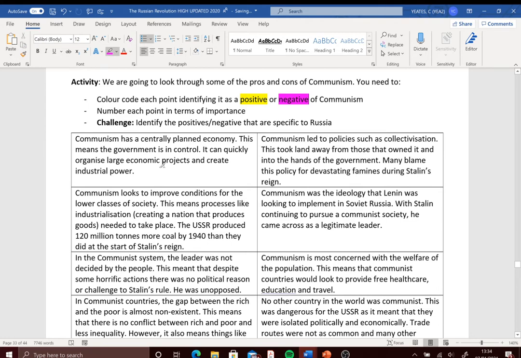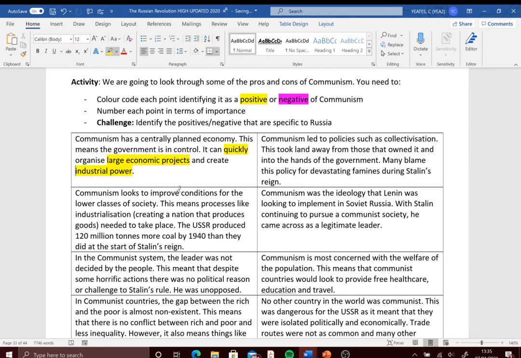Okay, so we've got to think here, is this a positive of communism? Is it a negative? I'm going to look at the language, and I can see here, it can quickly organise large economic projects. That for me is something very positive, because if it can be done quickly, it means money can be made quickly. And if it's large economic projects that create industrial power, then fantastic. That means that we're earning more money and we're able to do this on a massive scale because it's all planned centrally by the government. For me, this is a positive.